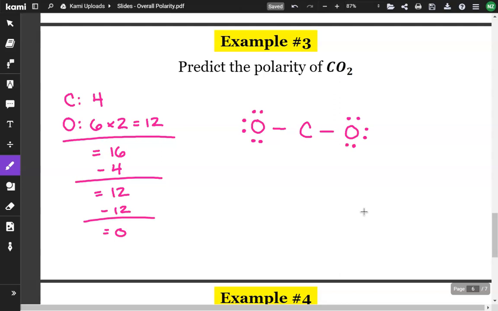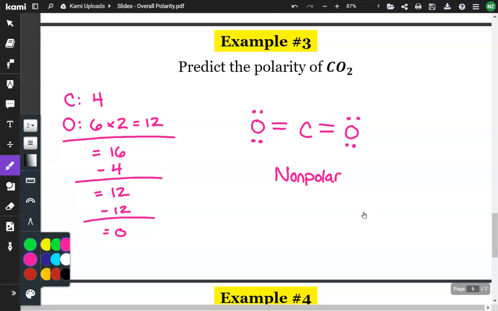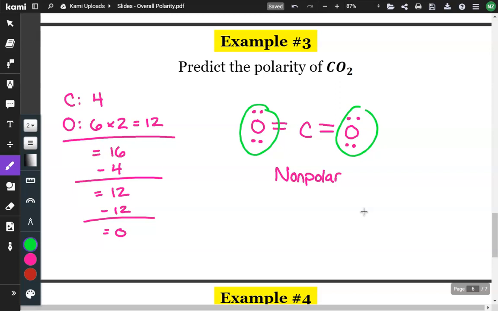Carbon is not happy though. Carbon needs some extra electrons because it only has 4. So let's take 2 from here and draw a double bond. And let's take 2 from here and draw a double bond. So in this case, no lone pair on the central atom. This would be nonpolar because everything attached to the central atom is just oxygen. The lone pairs are on the oxygen, not the carbon. So this would be nonpolar.